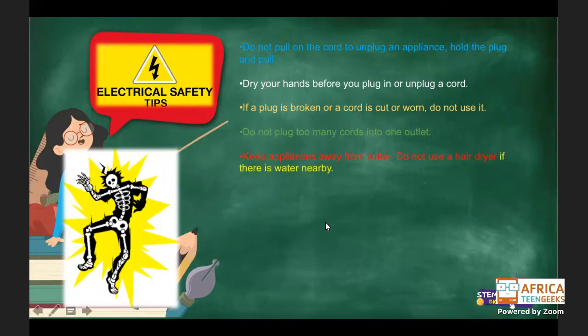Let's go to the other one. Keep appliances away from water. Do not use a hair dryer if there is water nearby. If there's an electrical storm with lightning, turn off and disconnect electrical appliances like the TV and computer, and do not even touch your cell phone.